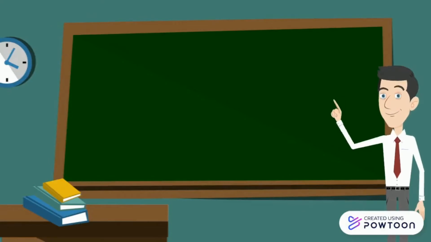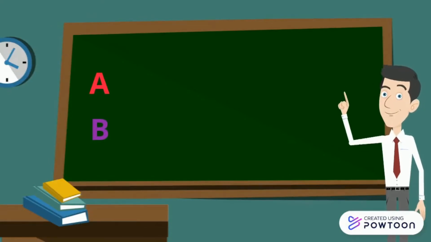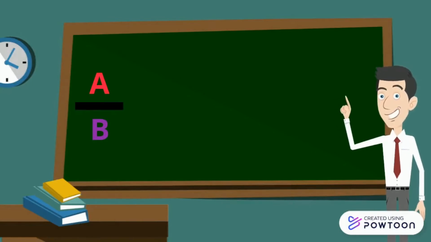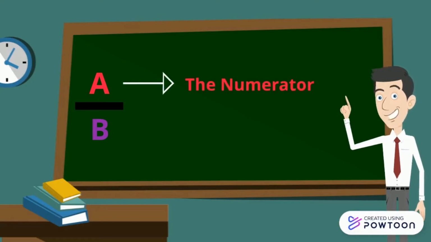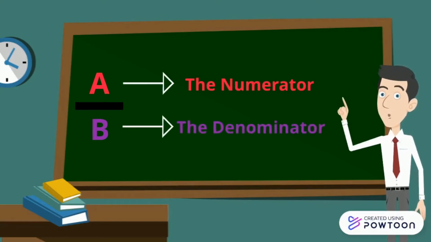Fractions are usually written in the form of a number above and a number below the other number with a line separating the two numbers. The number on the top is called the numerator and the number on the bottom is called the denominator.